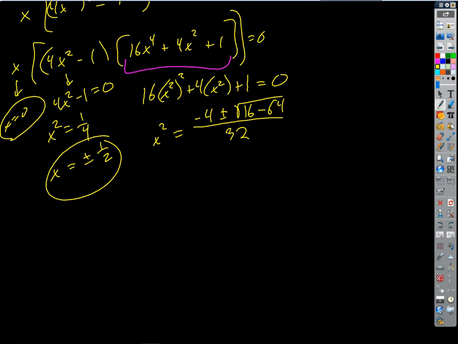So if I simplify that, look what that becomes. Negative 4 plus or minus the square root of negative 48. What's the square root of negative 48? 4 square root of 3, i, right?